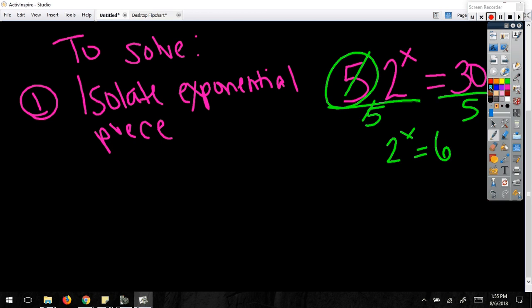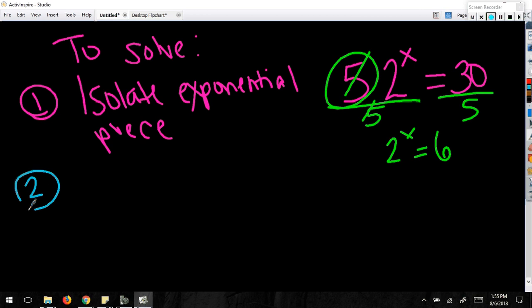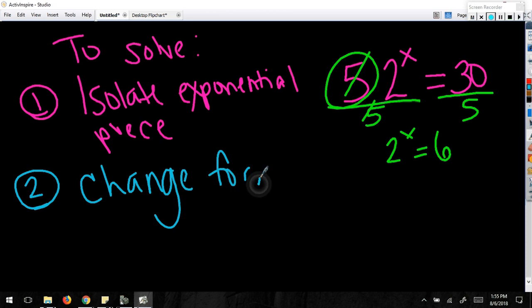So now once that piece is isolated, my next step, and you may have to do more than just one step to it, but just remember to follow those backwards order of operations. Now what I want to do is change the form. And I always tell my students, if you ever get stuck or lost in a logarithm or an exponential problem, see if you can change the form and it helps you get out of the mess you're in. So in other words, right now it's in exponential form. How could I change that to logarithmic form? Well, here, log base 2 of 6. Remember, logs are exponents, so they always equal the exponent.